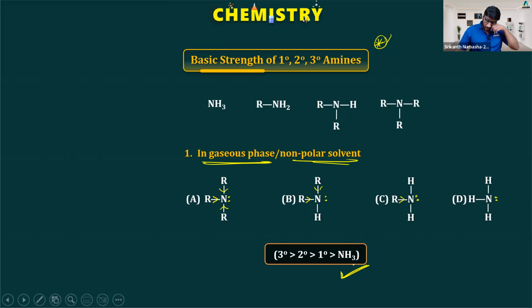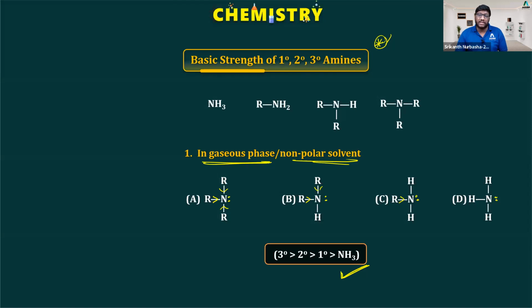Yes or no? In the gas phase or non-polar solvent phase, we just have to think of the electron donation tendency of the alkyl groups. More alkyl groups, more electron donation tendency. More electron density on nitrogen means more can be the donation, so more basic nature.